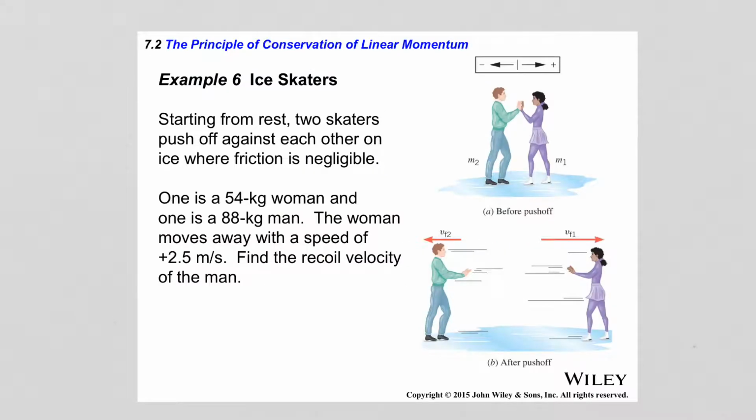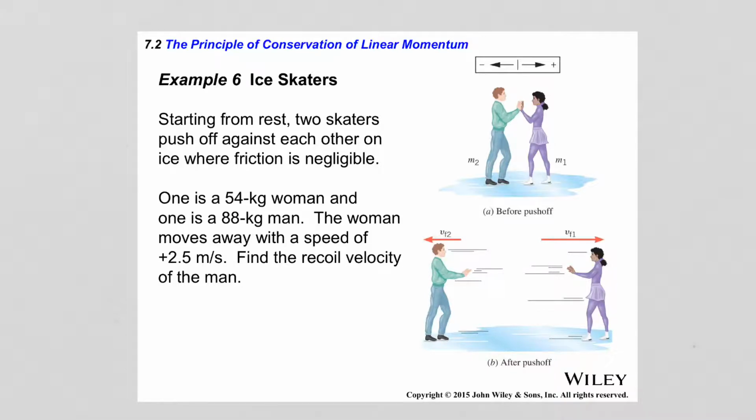Now let's look at one example of application of the principle of conservation of linear momentum. So we have 2 people, a man with mass m2 and a woman with mass m1, that are initially at rest on an ice skating rink, and then they push off each other and they start to move in opposite directions, the woman moving with velocity v final 1 and the man moving with velocity v final 2.